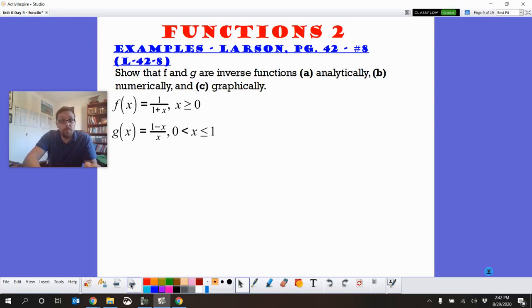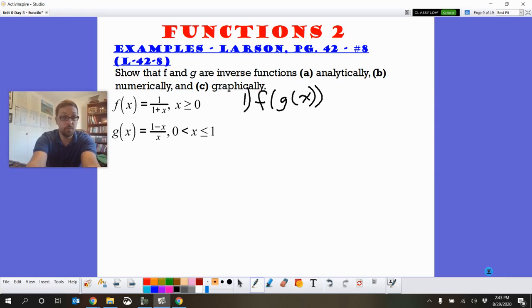So we want to show that f and g are inverse functions, and we're going to do it in a few ways. We're going to do it analytically, we're going to do it numerically, and we're going to do it graphically. Let's start with A, analytically. We're going to do another one of those compositions of functions. So I'm going to start with f of g of x.